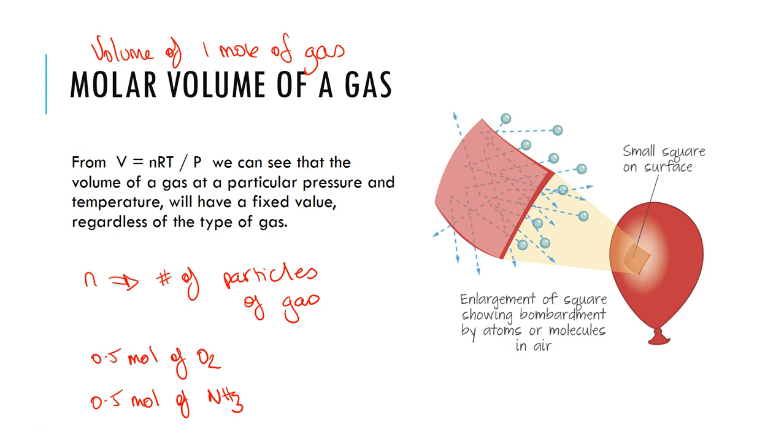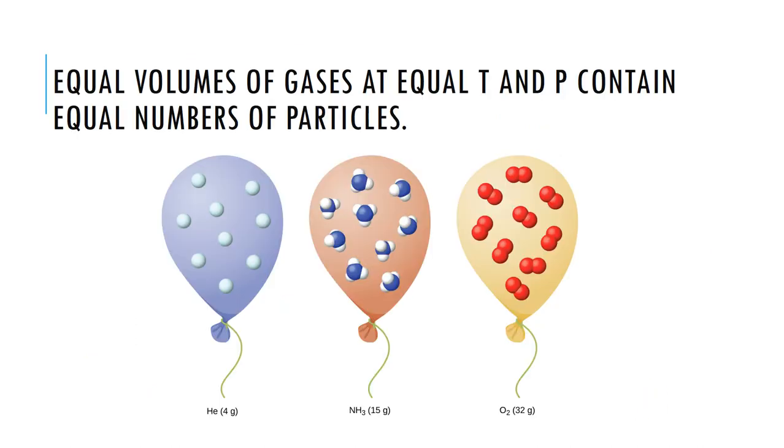Okay, so if we have the same number of particles, then those particles will be colliding in the same way with the sides of a container. Okay, we would have as many collisions per second irrespective of the gas. Okay, so let's have a look at what that means in a little bit more detail. So essentially what this is saying is that if I keep T constant, okay, if I keep P constant, and I've now got n constant, then it flows from that V will be constant.